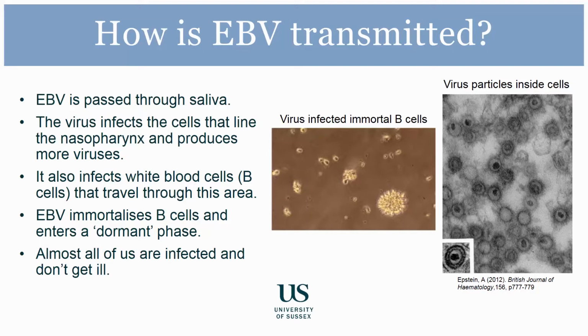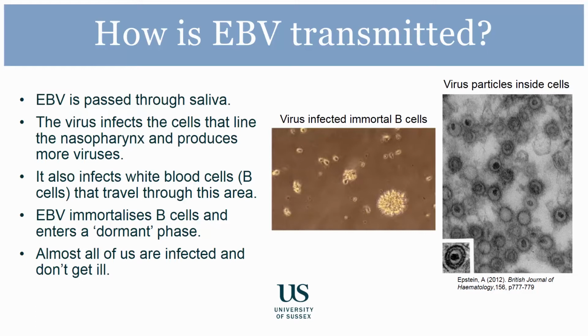They're called epithelial cells. And when it infects these cells, it does go through a normal virus life cycle. It does produce more virus particles. And these viruses that are produced, and this shows virus particles inside cells, these are immature virus particles, and this is a mature one that's about to be released from the cell.